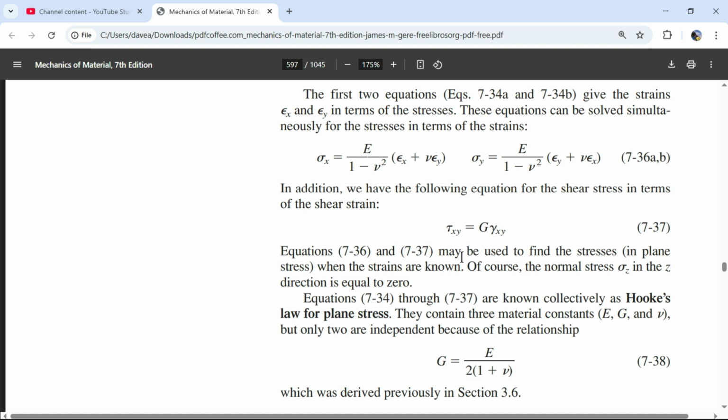So let's read that again. These two equations may be used to find the stresses, normal and shear, in plane stress when the strains are known. Cool. Of course, the normal stress in the z direction is equal to 0 when we're talking about plane stress.